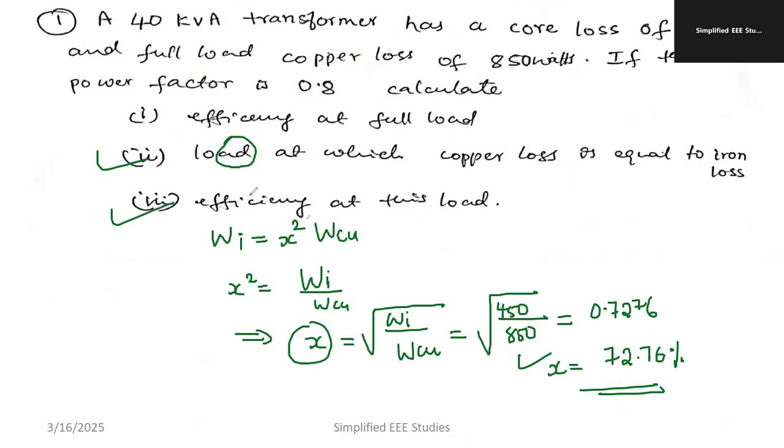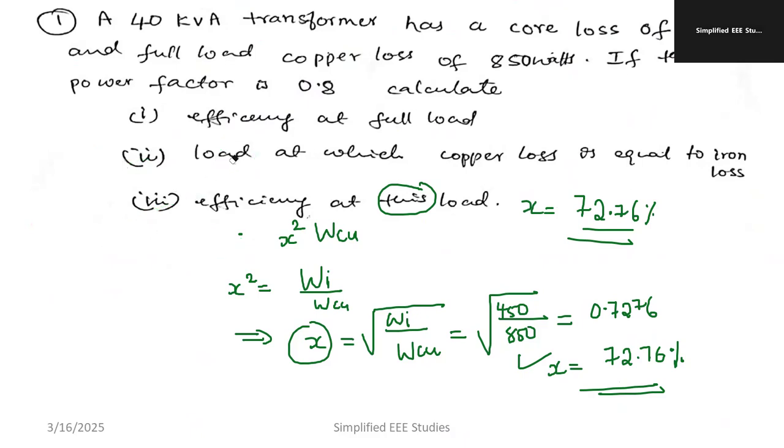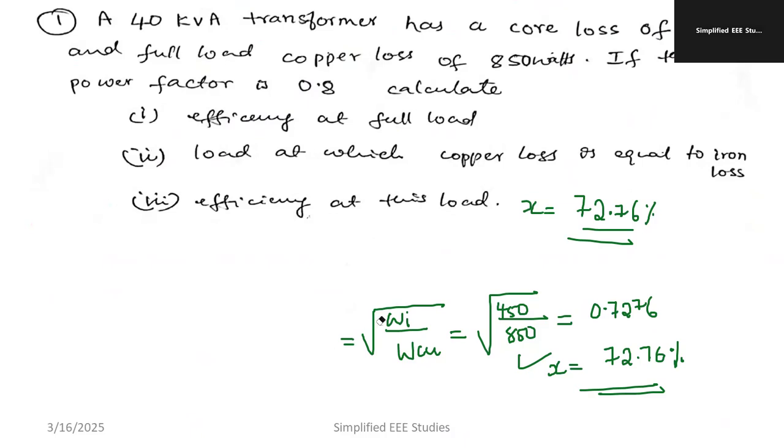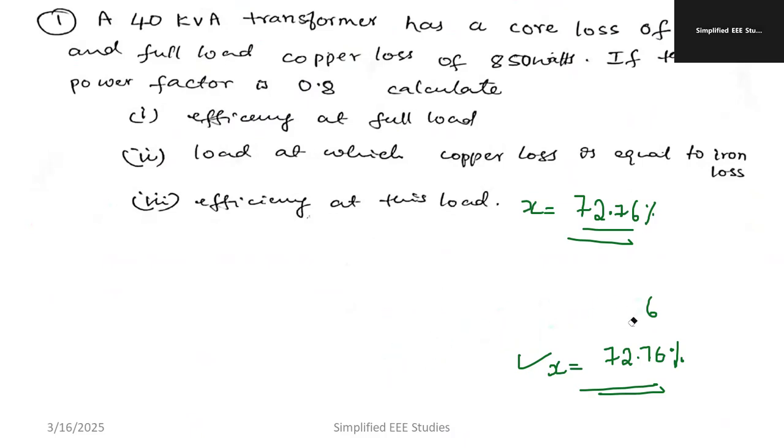What is your third job? Efficiency at this load, which means efficiency at 72.76 percentage. Can you calculate? Of course, I can do it. Let me clear it off. I'm talking about the third part. So choose X equal to 72.76 percentage. I'll be rubbing the board. You can note down the correct answer. No need to worry.